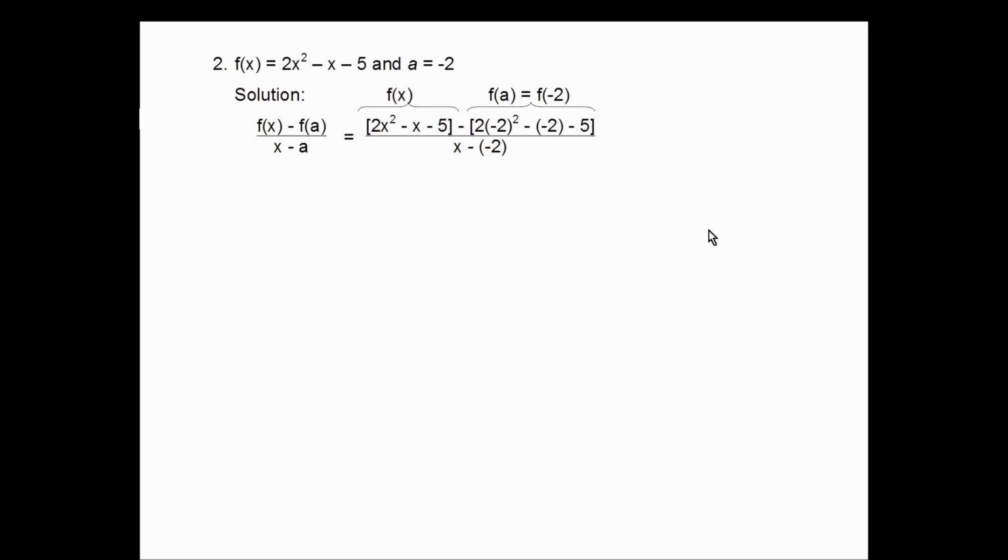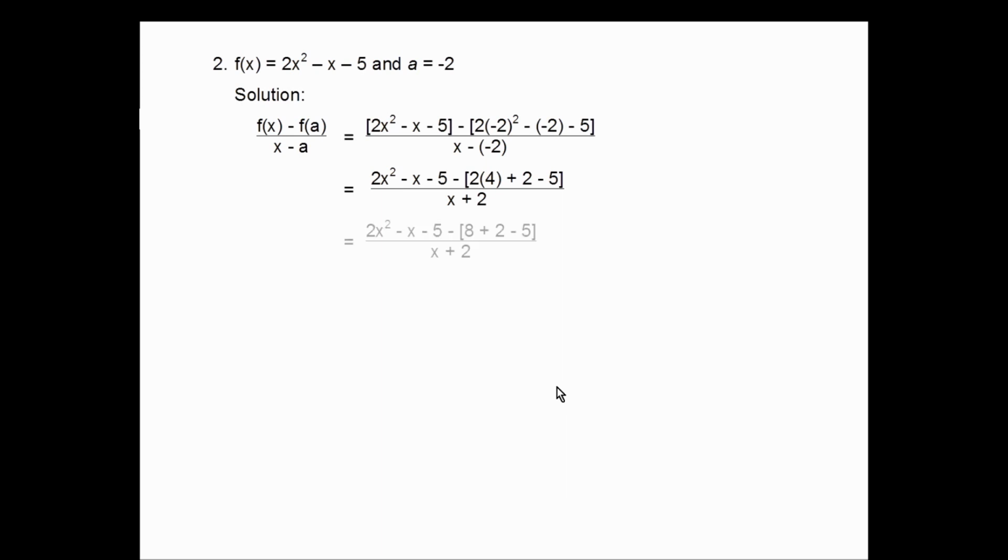Okay, we want to start working on this. I want to simplify it and expand the numerator. My denominator, minus minus, will become plus, so that'll become x plus 2. Okay, I can just get rid of these brackets around f of x, and then start evaluating this. Negative 2 squared will be 4, and minus minus will be plus. So I have 2x squared minus x minus 5 minus (2 times 4 plus 2 minus 5) all over x plus 2. Okay, inside the brackets, I can do the 2 times 4. So I'm going to have 2x squared minus x minus 5 minus (8 plus 2 minus 5) all over x plus 2.